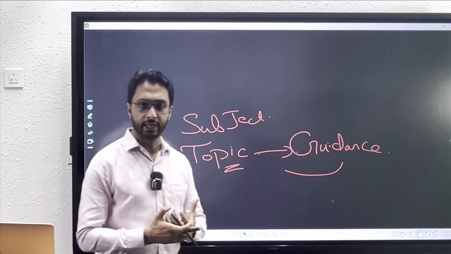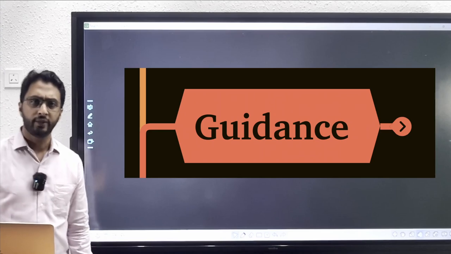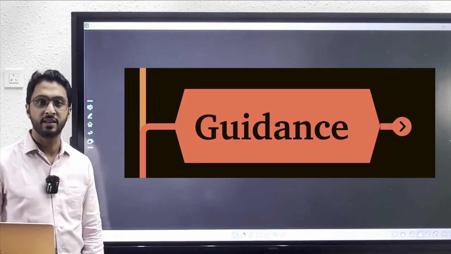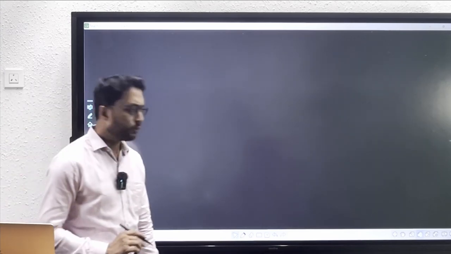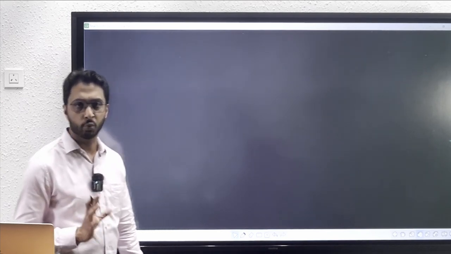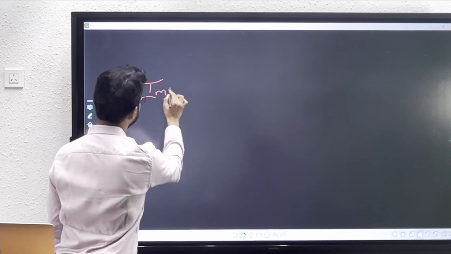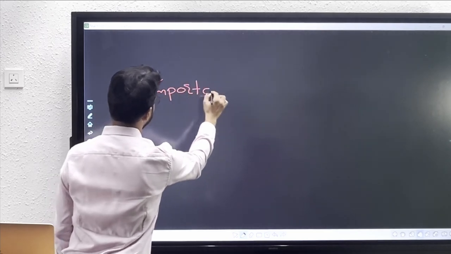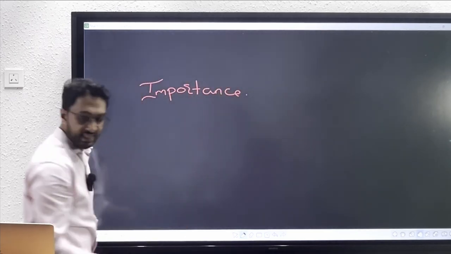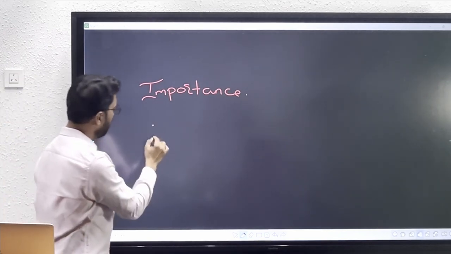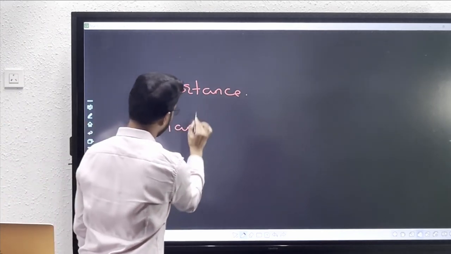I'll come to the guidance part very soon. So the next part you can see there is the guidance. Now, two things are important when it comes to guidance. You have to understand the importance of guidance, and the second thing is about the plan, how the guidance is going to work and what the plan for guidance is.